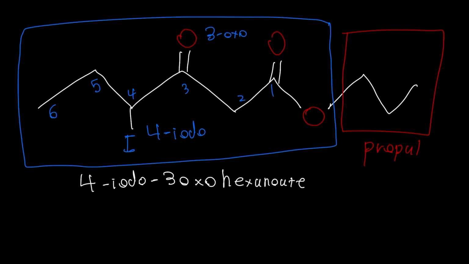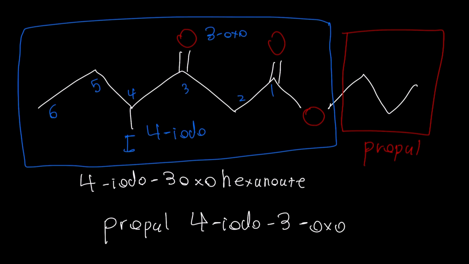And then putting it together, you're going to put propyl and then 4-iodo-3-oxohexanoate.